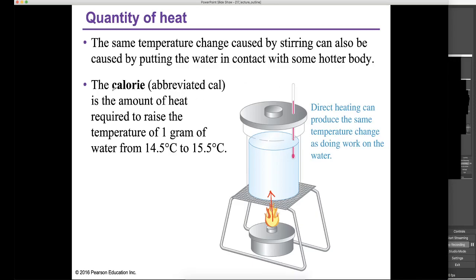So the calorie means the amount of heat required to raise the temperature of 1 gram of water from 14.5 degrees to 15.5 degrees. This is the definition of 1 calorie, and its abbreviation is cal. So this is a very commonly used daily unit for heat or work.